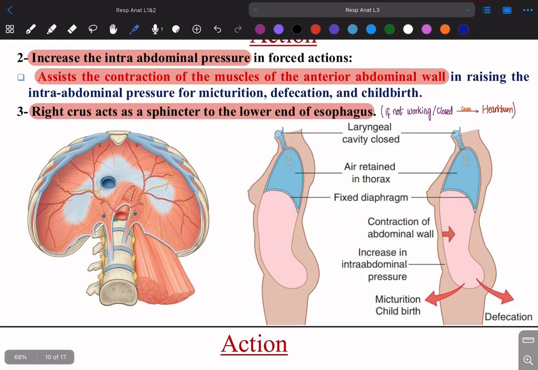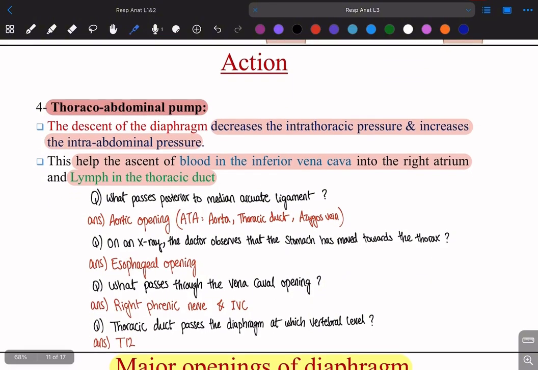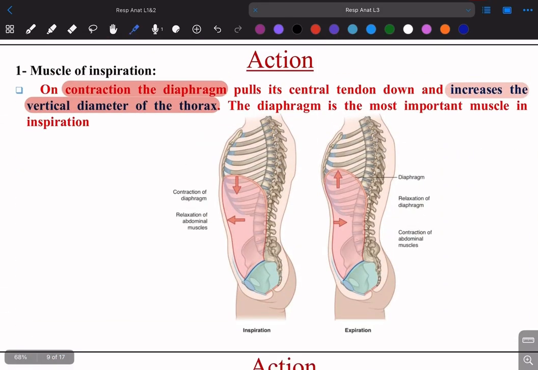The third action that's related to these two is known as the thoraco-abdominal pump. We said the diaphragm contracts, so it moves downwards, pushes against the abdominal cavity, and increases the vertical diameter of the thorax. When it pushes against the abdominal cavity, what happens? Venous return occurs, which is the blood and lymph going against gravity. So the blood and lymph move from the abdominal cavity to the thoracic cavity like this.